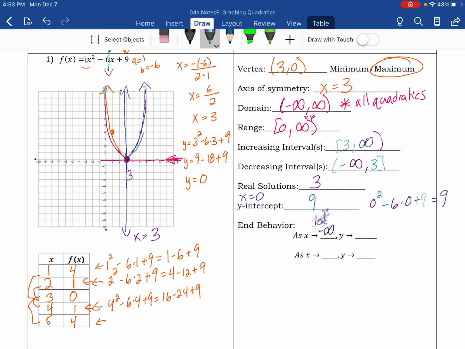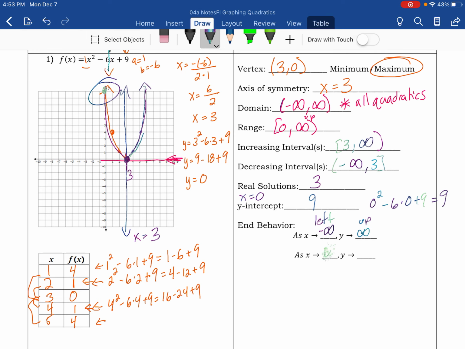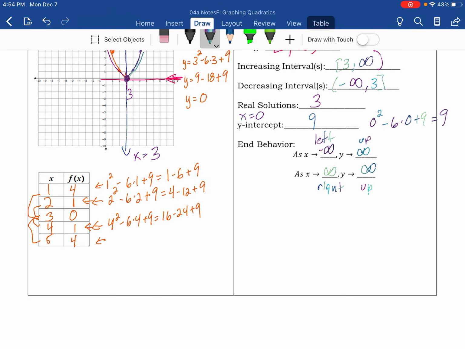My end behavior, as x goes to negative infinity, so this is on the left, what's happening to my y is going up, so it's going to positive infinity. As x goes to positive infinity, that's actually going to be my right. My graph is going up, so it's going to positive infinity. Okay. So I know those are a mouthful.